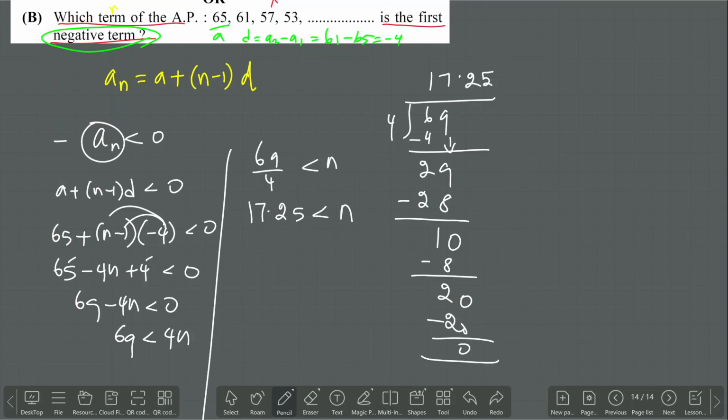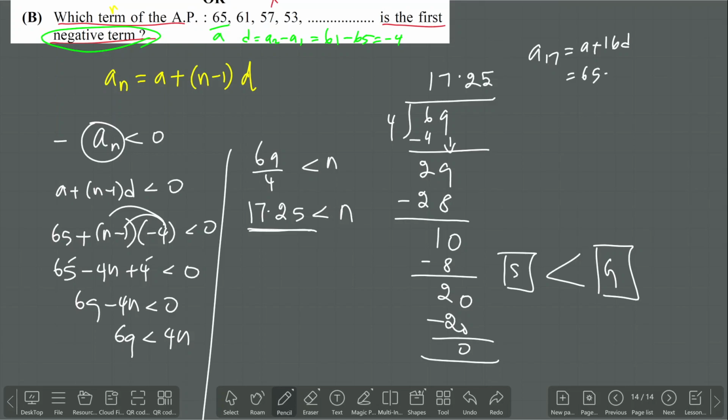So what is the concept here? The n value must be above 17.25. There is a less than sign: here is the greater number, here is the smaller number. The n value they are asking we cannot give as a decimal. The 17th term definitely will come negative, that is what the answer is telling. Sir, how? You check: a_17, surely I am telling it will be a negative term.